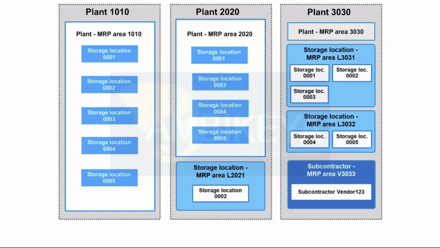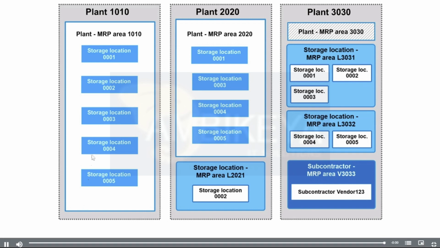Example of plant 3030. This plant is divided into 3 MRP areas: 2 groups of storage locations, each corresponding to a storage location MRP area, and an additional MRP area for a subcontractor.